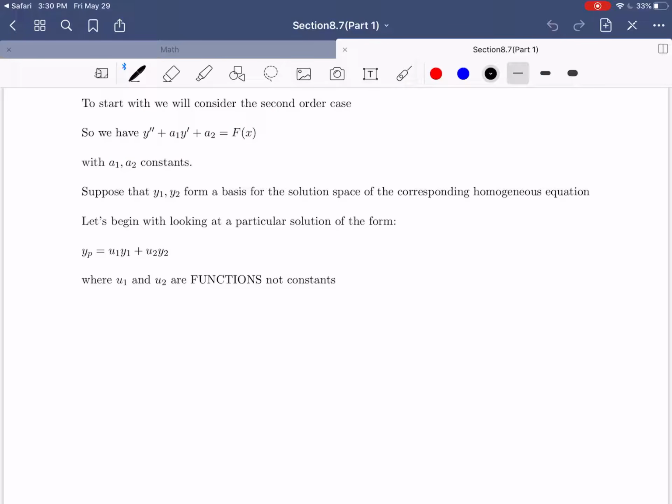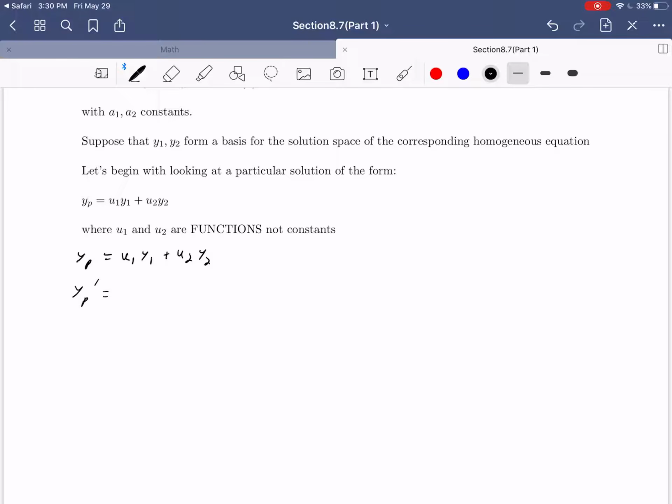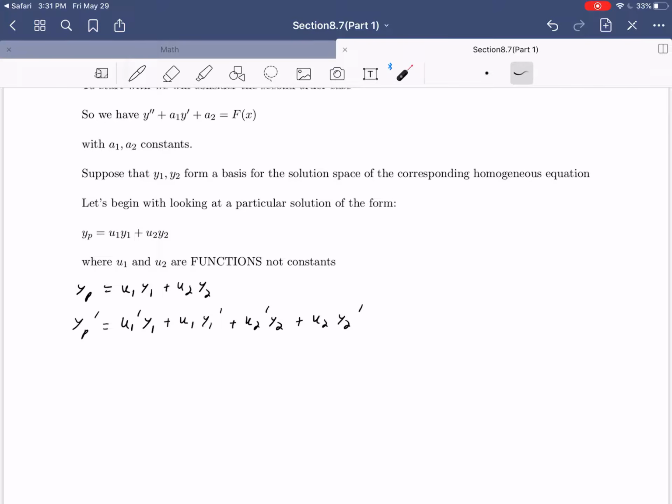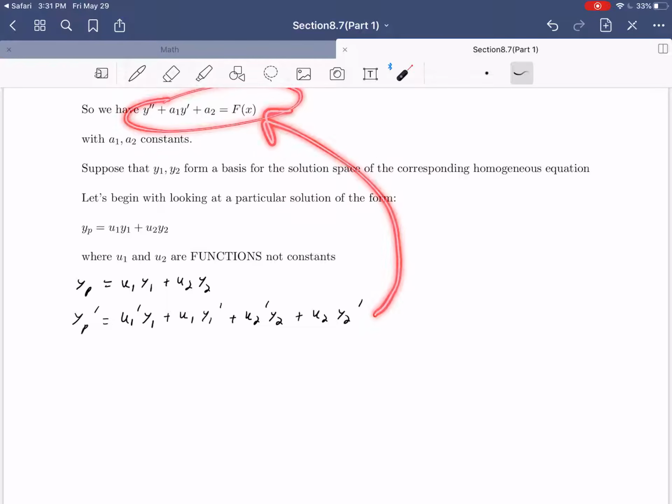So let's think a little bit about what the derivative and second derivative of this y sub p would look like. If y sub p is u1y1 plus u2y2, that means y sub p prime, using the product rule, would be u1 prime y1 plus u1 y1 prime plus u2 prime y2 plus u2 y2 prime. Now, it's tempting to go ahead and differentiate this again immediately and then throw all that into the equation and come up with some sort of equation.